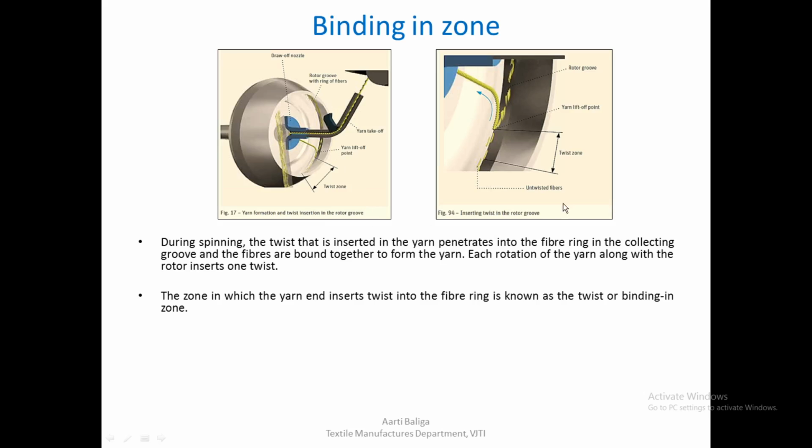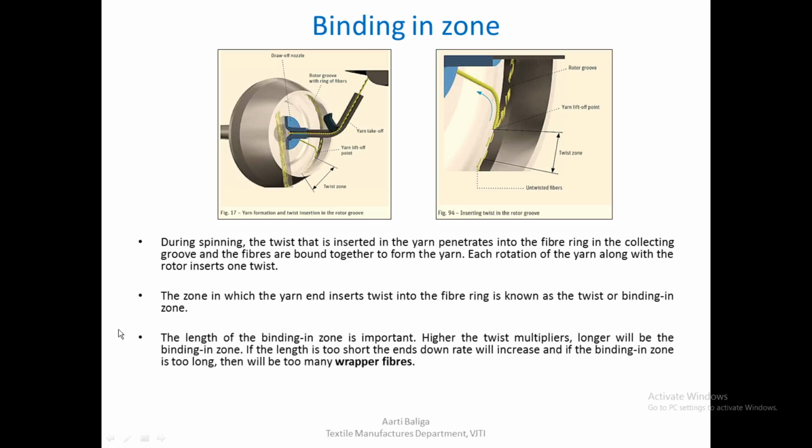So a close-up view of this, this would be your lift off point, which is where the yarn is being lifted, and this would be the twisting zone or the binding in zone. And beyond this, there will be still untwisted fibers which will get twisted as the lift off point moves further into the rotor. The length of the binding in zone is very, very important. Higher the twist multipliers that we use, longer will be the binding in zone.